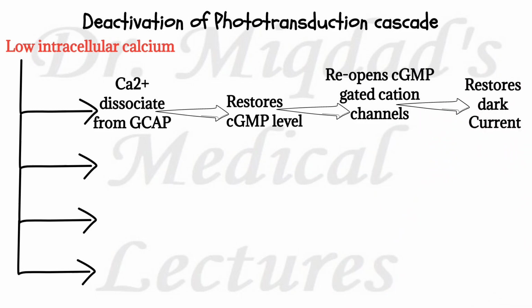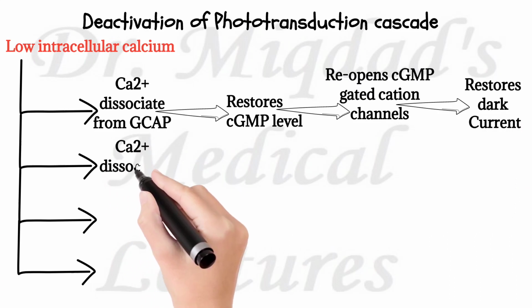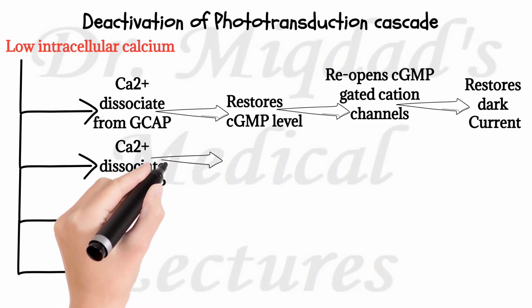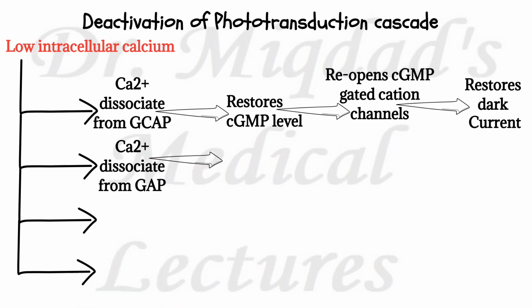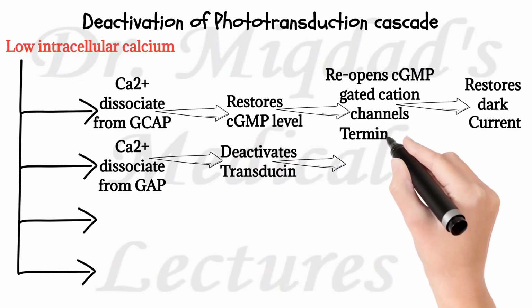Low intracellular calcium level also causes calcium to dissociate from GTPase activating protein, GAP. The liberated GTPase activating protein then deactivates transducin, terminating the phototransduction cascade and thereby restoring dark current.